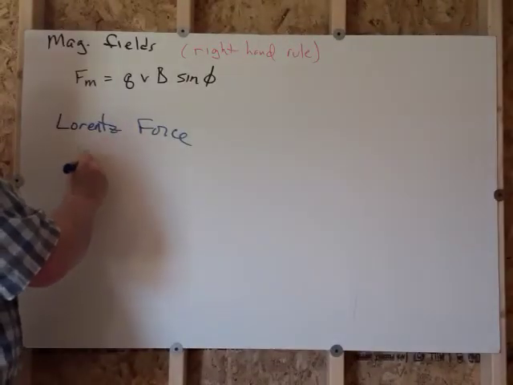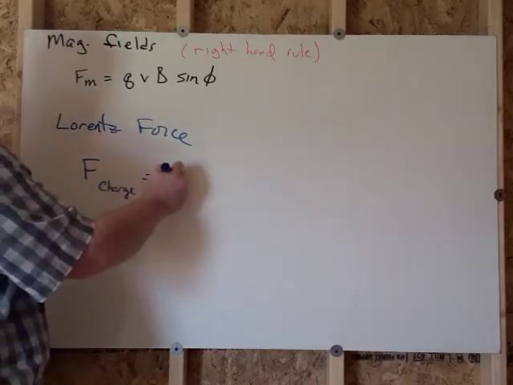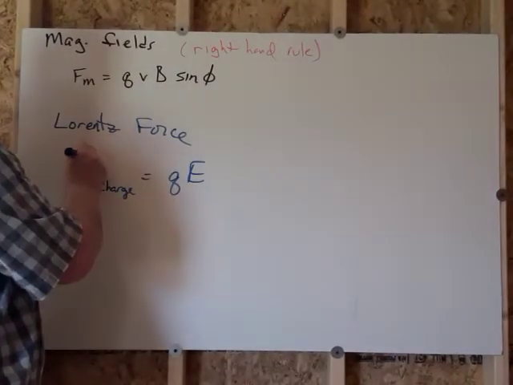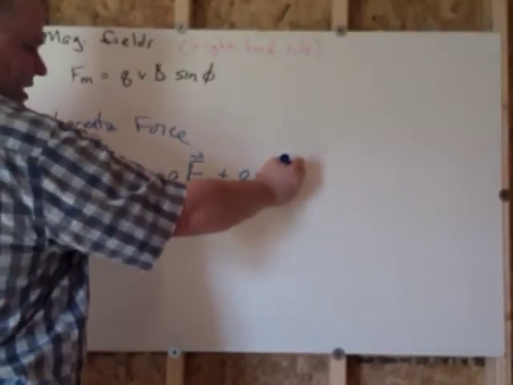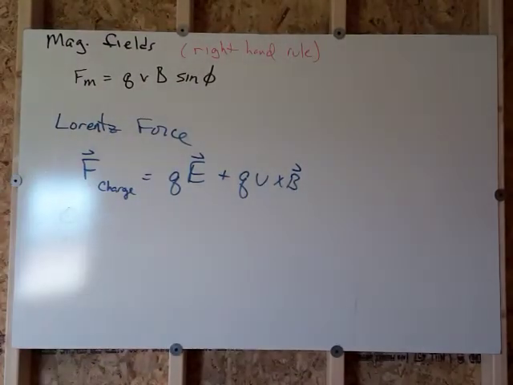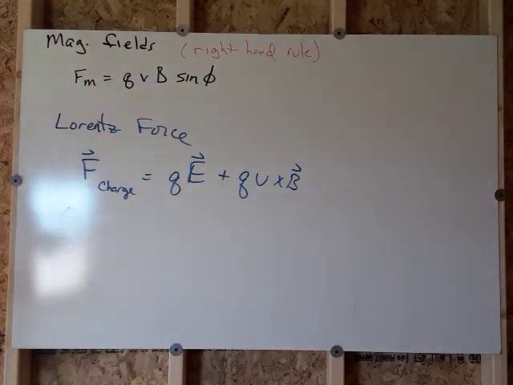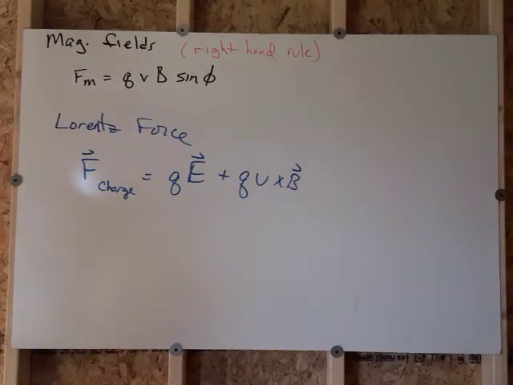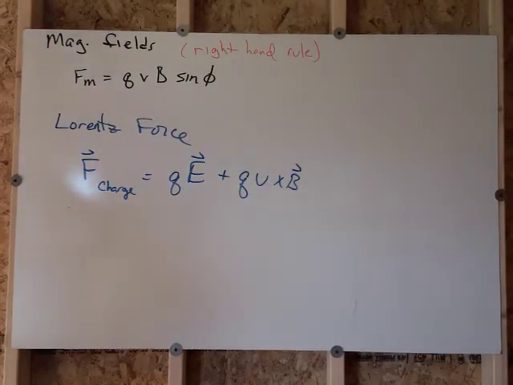So this is the force that appears on a charge: QE plus QV cross B. The reason it's grouped together like that is ultimately we're going to get to the point where we say the electric and the magnetic fields really are kind of the same thing. They're just different manifestations of the same effect at some point. All right, but for the moment they're separate.